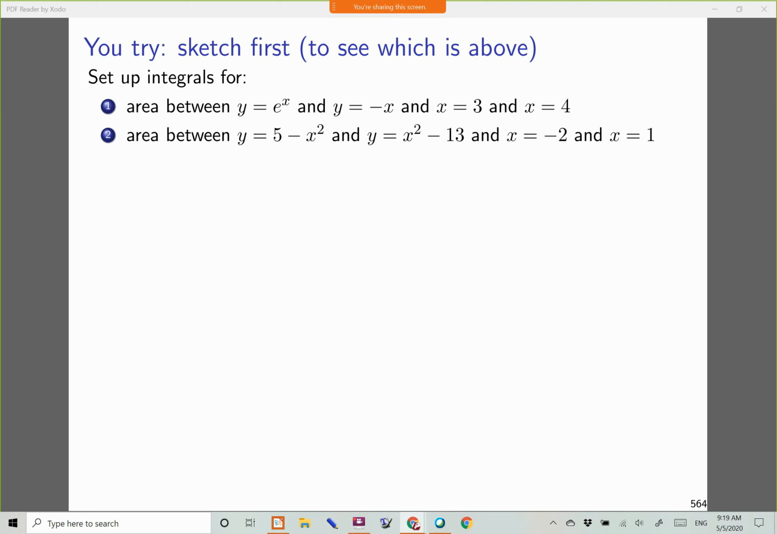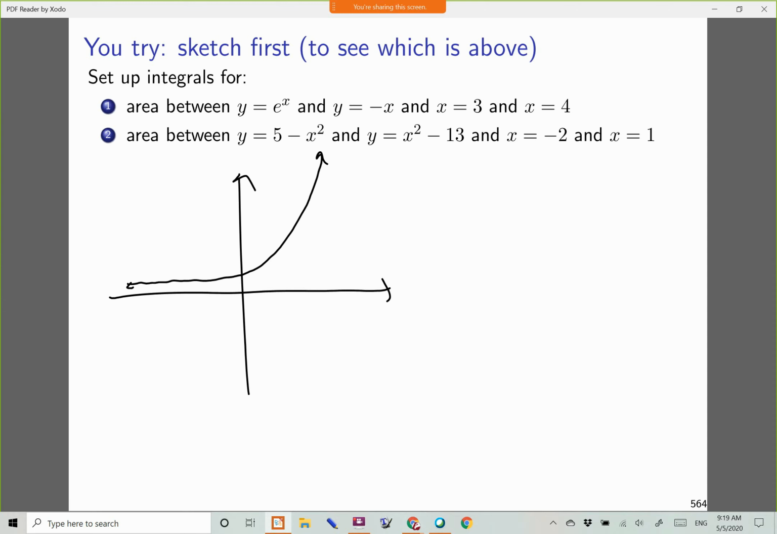Okay, let me say a word about maybe the first one and draw a very brief sketch. I'll go ahead and include axes for this one. I think that's actually helpful for this one. Y equals e to the x is an exponential function. So like all the other exponentials, y equals 2 to the x, y equals 3 to the x, y equals e to the x, they all kind of look like this with a y-intercept of 1.